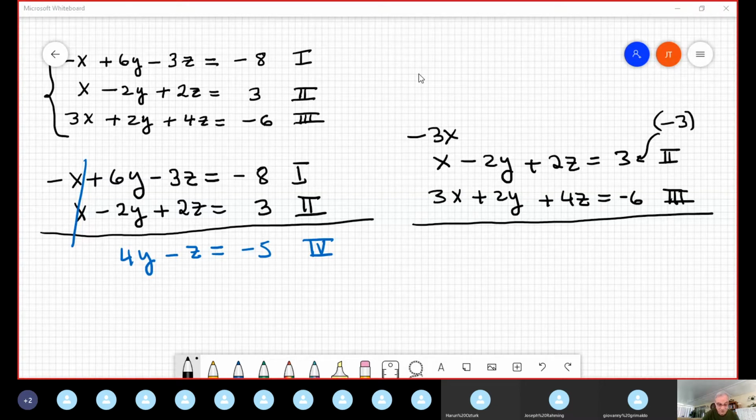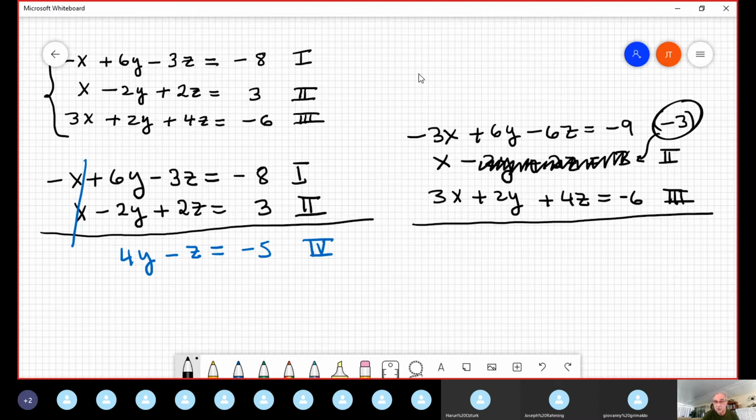Entonces you multiply by negative 3. It's minus 3x, 6y, minus 6z equal minus 9. No? So the thing I did was multiply by negative 3 this entire equation because I want to create negative 3 and positive 3 ready for elimination. And this is cancelled, good. That was the intention.